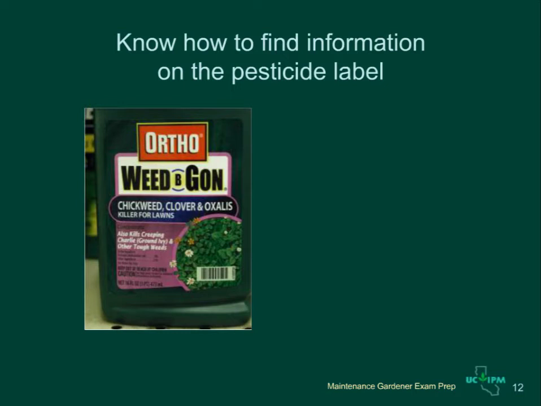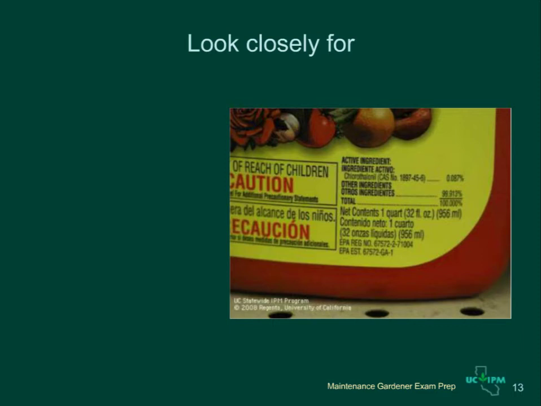Usually the biggest words on the label are the brand name or the trade name, in this case, Ortho Weed Be Gone. Don't confuse the trade name with the chemical name or active ingredient of the pesticide. Here are 3 things to look closely for on the label.